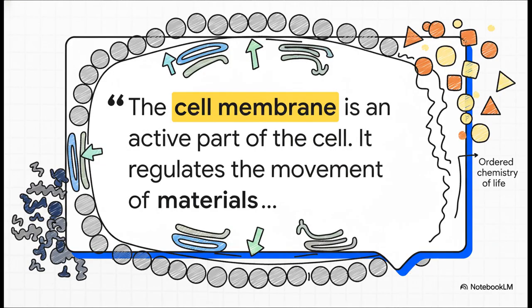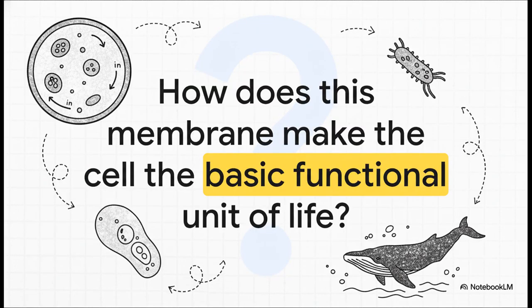This statement really captures the main idea perfectly. The cell membrane isn't just a bag holding things in. It is an active, working part of the cell. Its main job is to regulate or control the movement of materials, making sure the inside of the cell stays organized and alive. And that leaves us with one final thought to ponder.